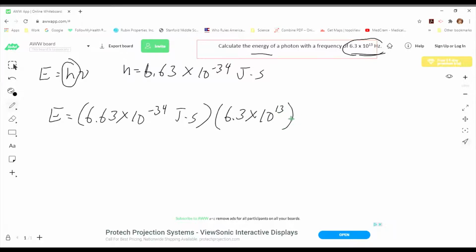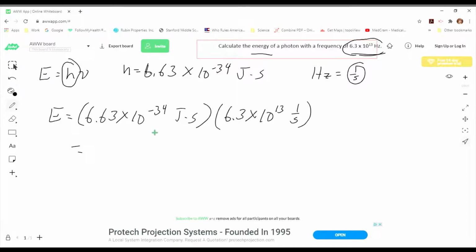As I told you earlier, hertz is equal to per second. I'm going to put the per second units in here, because you're going to see that it cancels out and leaves us what we need. So E is equal to 6.63 times 10 to the minus 34th times 6.3 times 10 to the 13th. I hadn't noticed that both numbers start with 6 point something.